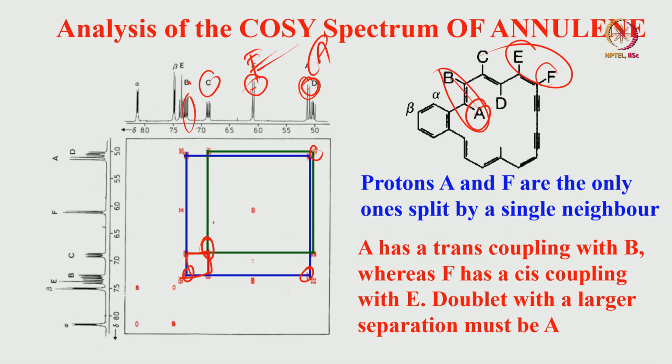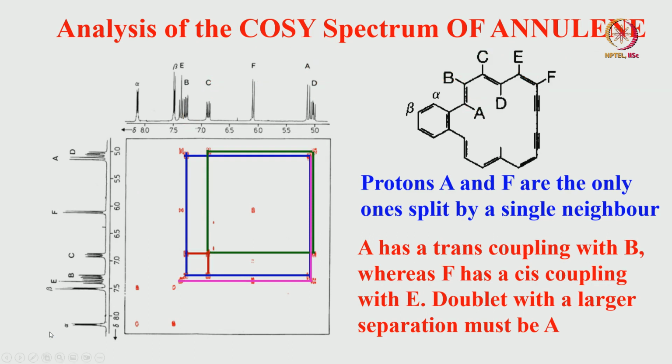From D, there is another coupling from D to E. So if you carefully see, from D one peak is coming here. There is a diagonal. I will erase this thing to make it clear. So from D, it is coming here and you see a diagonal here. Go vertically up and complete that. That means this has to be E.